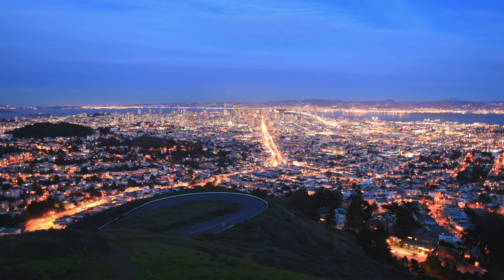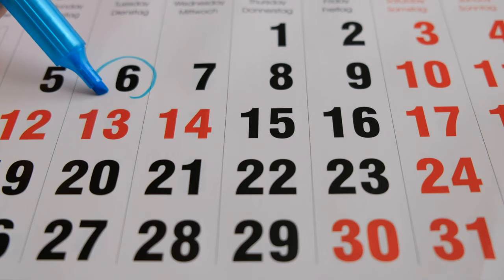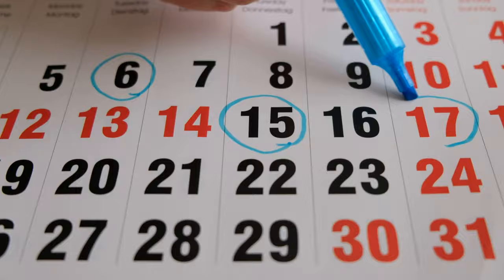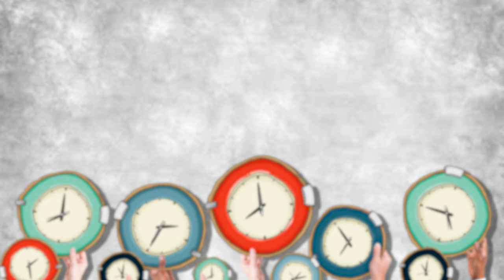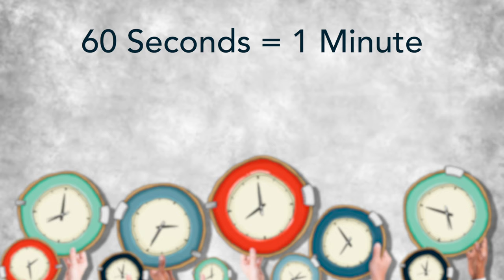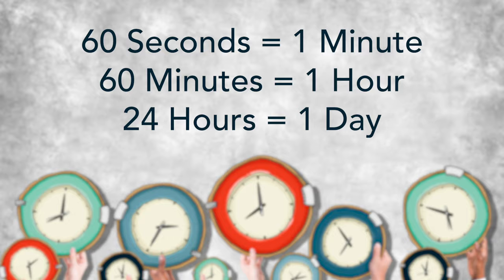It helps us measure day and night. Time is the way we measure events that have already happened, that are happening right now, or will happen. We call this the past, the present, and the future. Time is measured in minutes and hours. There are 60 seconds in 1 minute. 60 minutes make 1 hour. And 24 hours make 1 day.